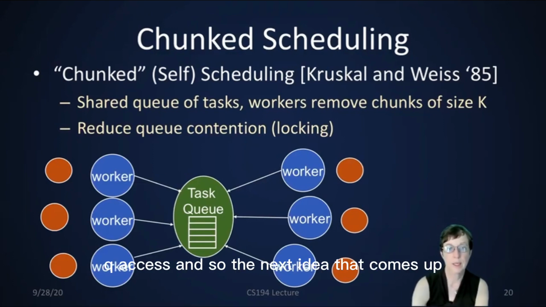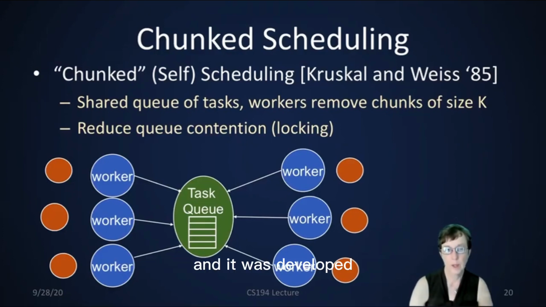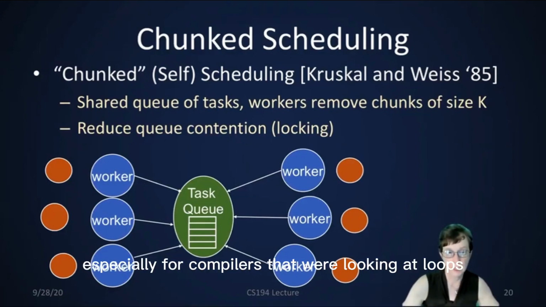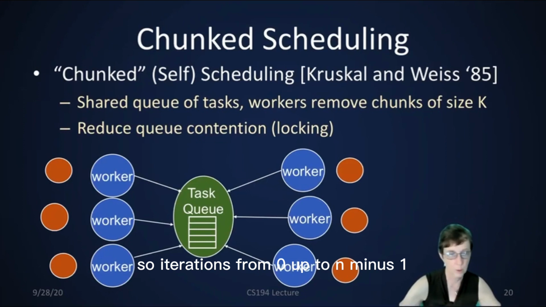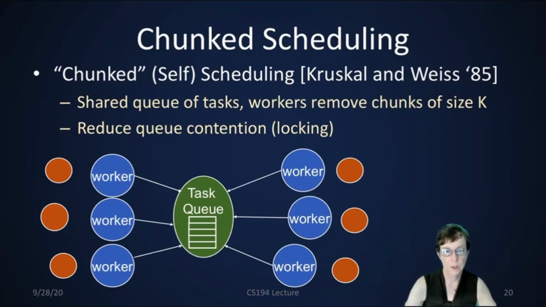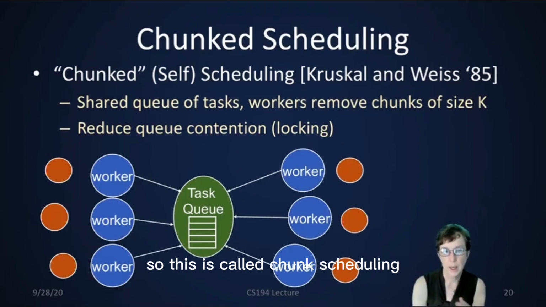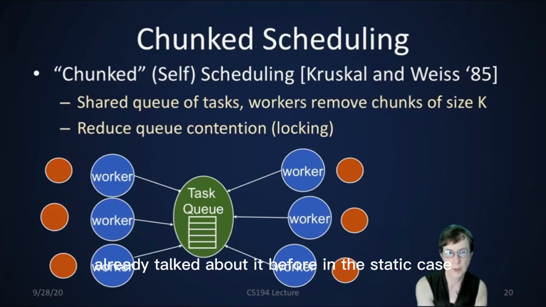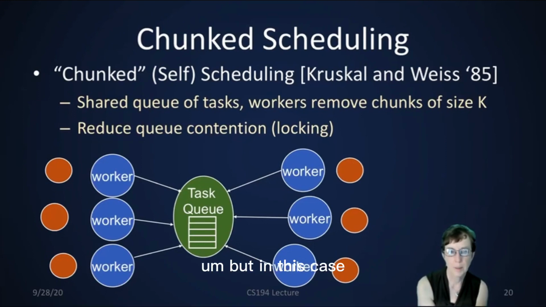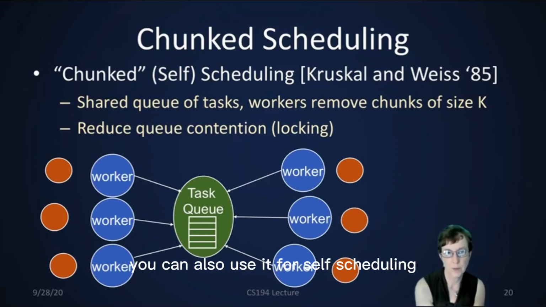And so the next idea that comes up, and it was developed especially for compilers that were looking at loops, so iterations from 0 up to n-1, was to grab a set of iterations rather than a single iteration. This is called chunk scheduling, and we kind of already talked about it before in the static case, but in this case, you can also use it for self-scheduling.